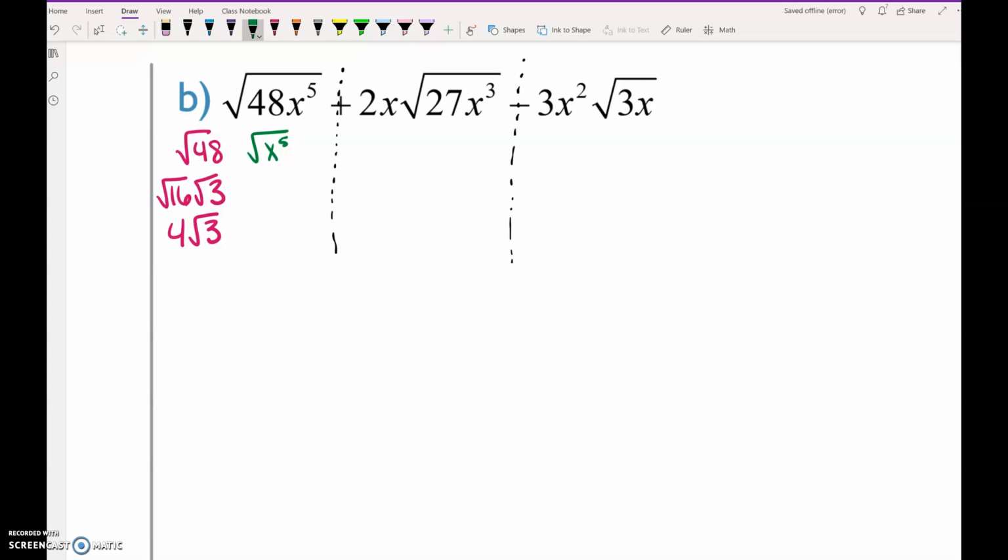Square root of x to the 5th. We're looking for groups of 2. We have 2 full groups of 2, so that's x squared, and 1 left over. Let's make that a nice cohesive thing. That would be 4x squared square root of 3x.